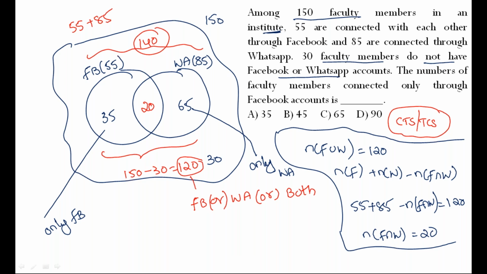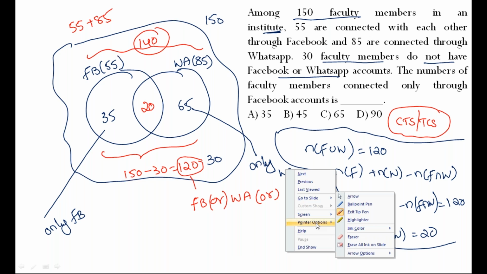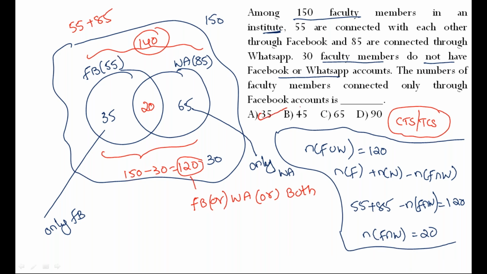What is this 65? Only WhatsApp. What is that 35? Only Facebook. Now see the question, only Facebook. 65 is also there, but the question is only Facebook. Those words are very much important. Only means the inside value. If they mention Facebook generally, that is the outside value. Only Facebook, only WhatsApp is inside. They normally say Facebook means you should consider the outside, and WhatsApp means you should consider as an outside value.